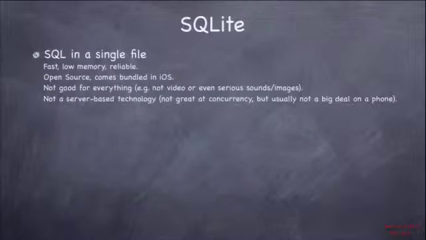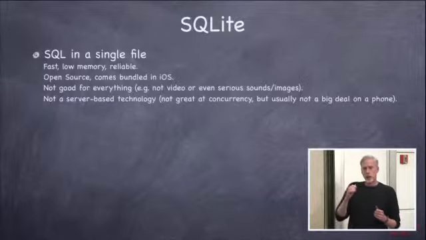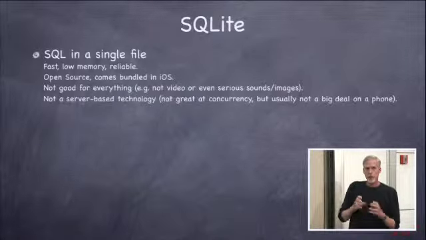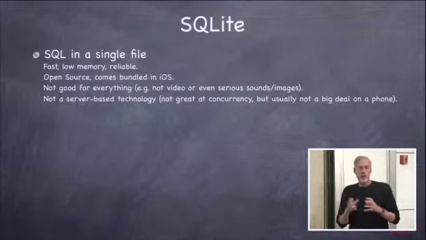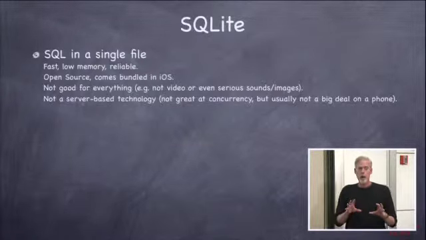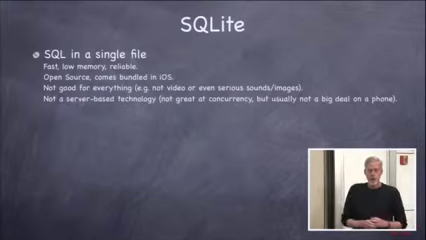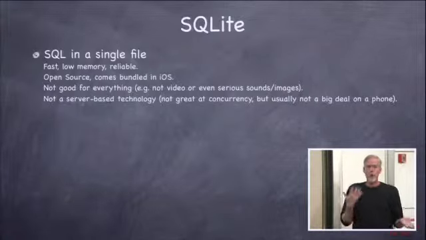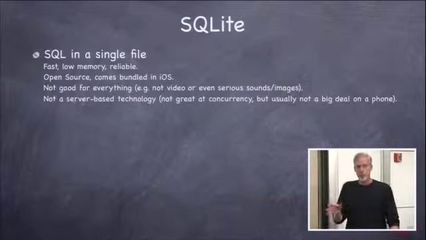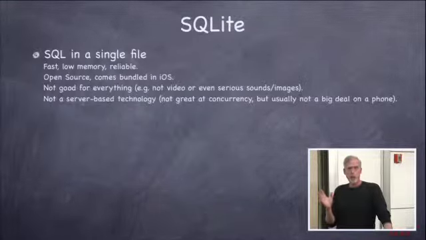All right, so the last thing today is SQL, SQLite. So SQLite is SQL stored in a single file. It's fast, it uses very little memory. It's very good at using memory-mapped files to not use a lot of memory. And it's very reliable, transaction-based, true SQL. It's open source, but it comes bundled in iOS, so you can use this API in iOS.